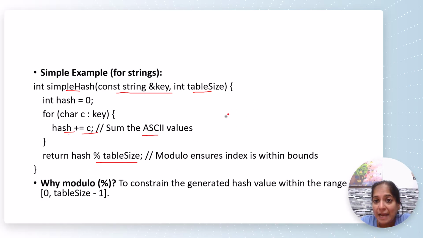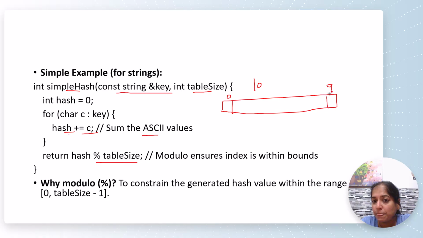The modulo operation guarantees that whatever index the hash function calculates, it is within the range of the table size. For example, if your table size is 10, which means your indexes lie from 0 to 9, whenever you take modulo by 10, it guarantees that the result is going to be between 0 and 9. So none of the indexes will fall outside the range of the table size. That is why the modulo operation is necessary whenever we calculate the hash function.